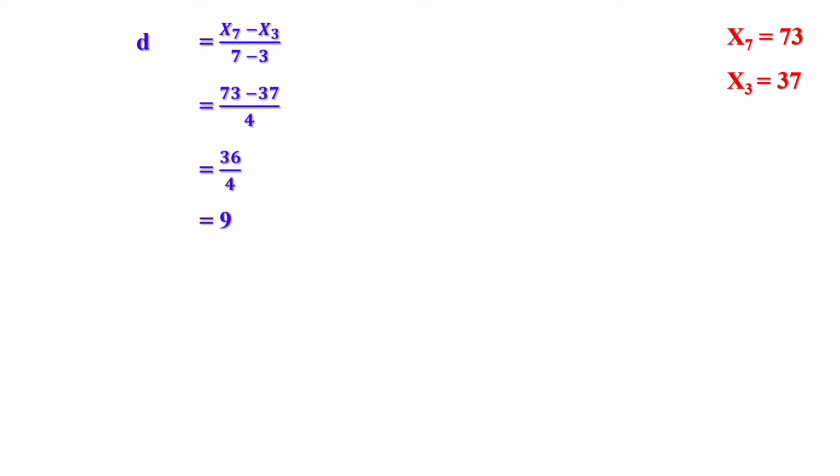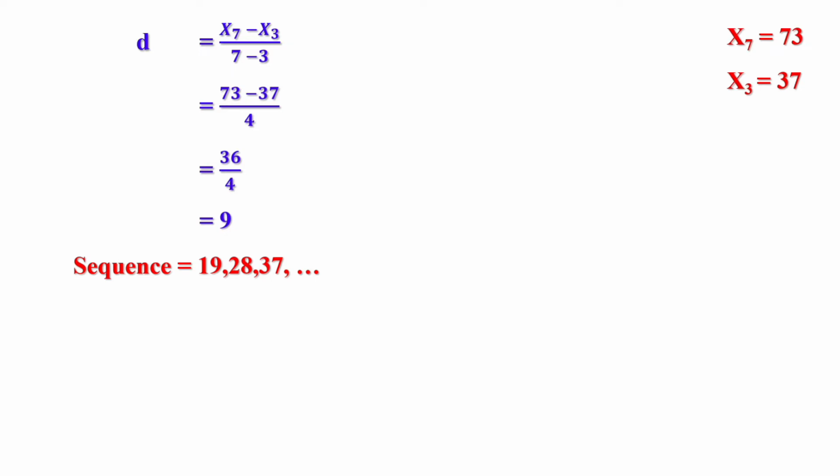Now we have to find the sequence. It's given that third term is 37. If you subtract common difference from the third term, you will get the second term. So 28 is the second term. Again, if you subtract the common difference 9, we will get the first term. 28 minus 9 is 19. So 19 is the first term, 28 is the second term, and it is already given that 37 is the third term. So the sequence is 19, 28, 37, etc. Now we need to find the 25th term.